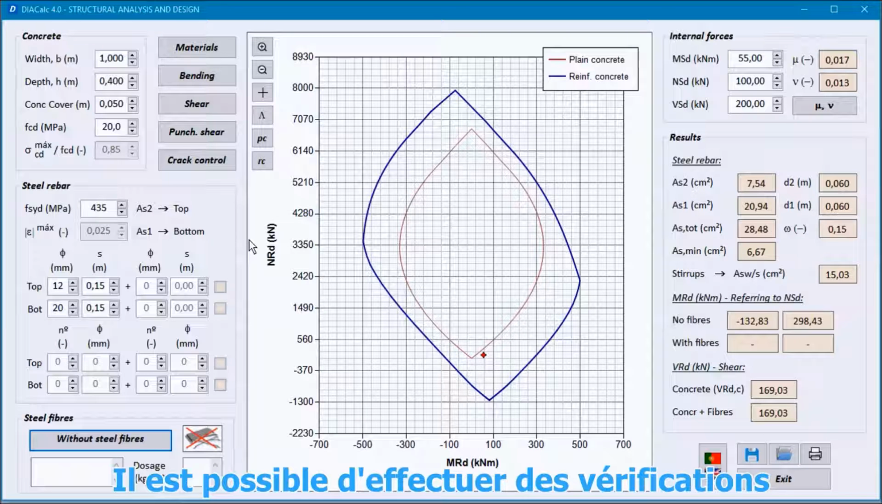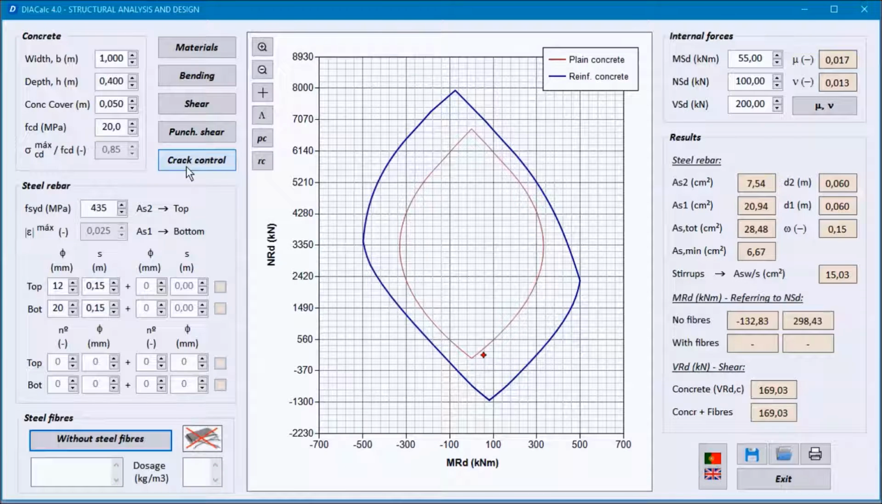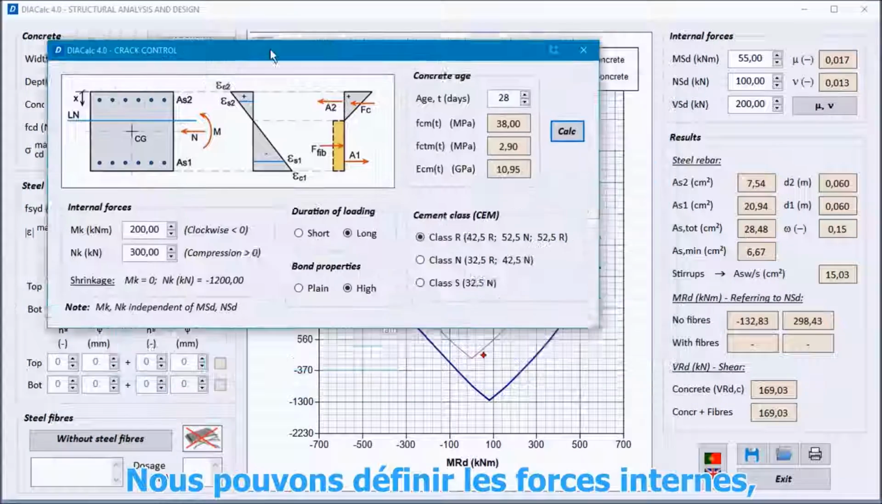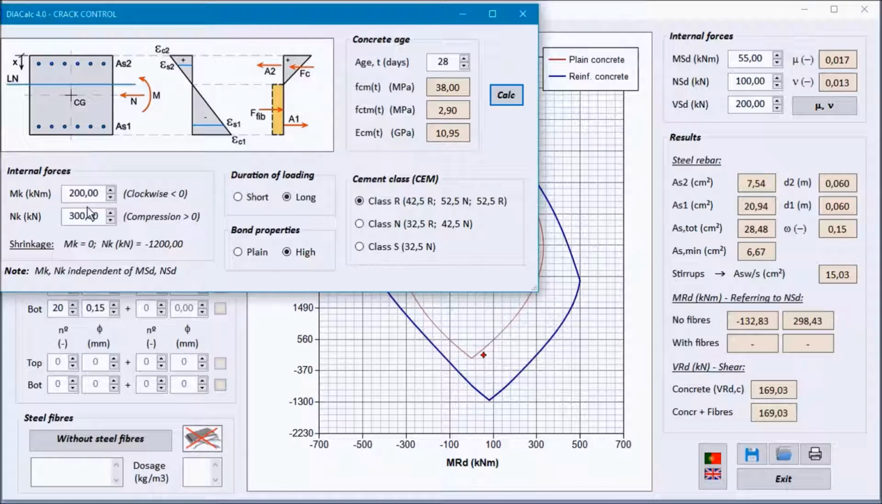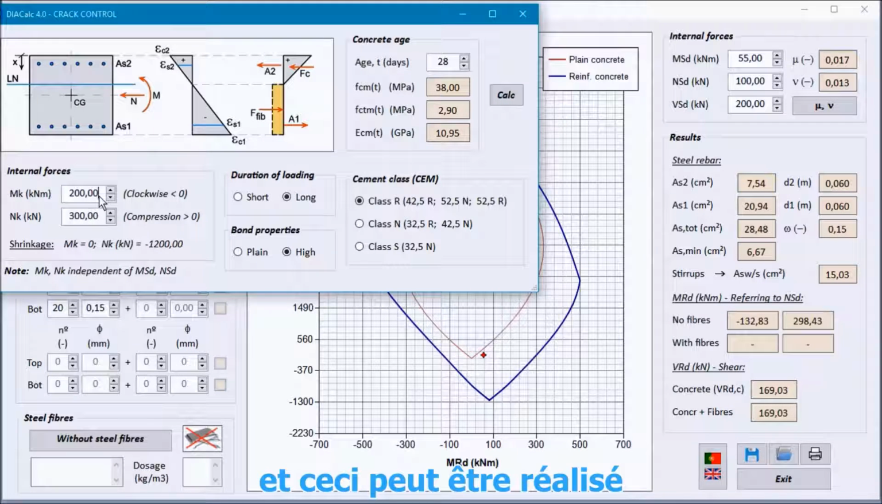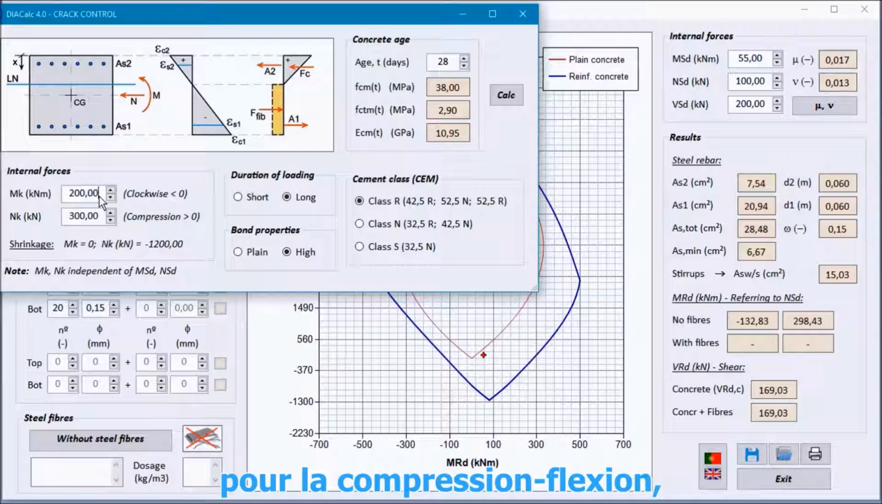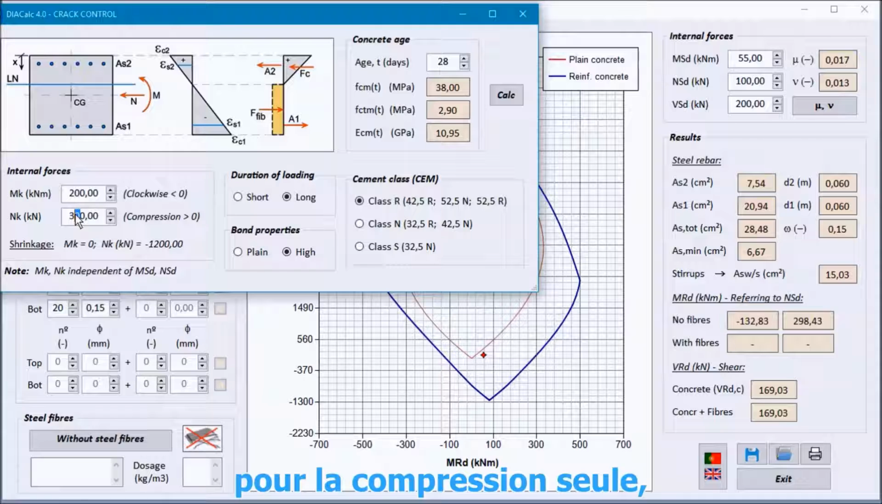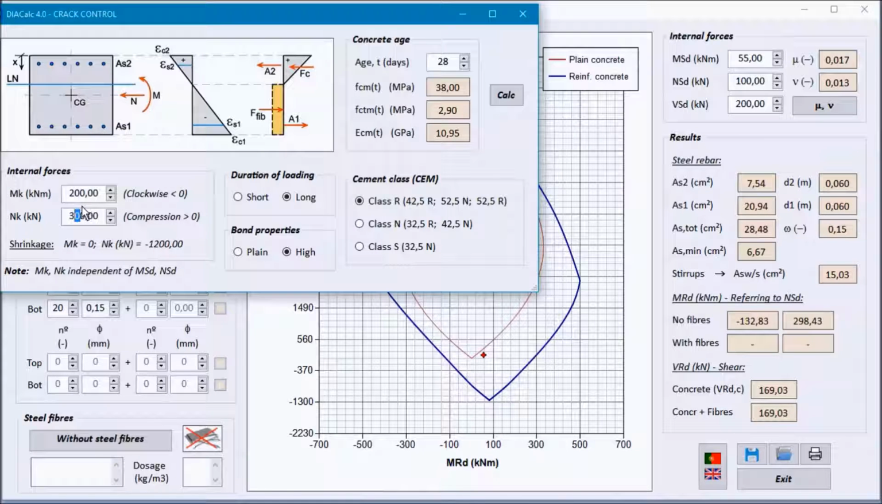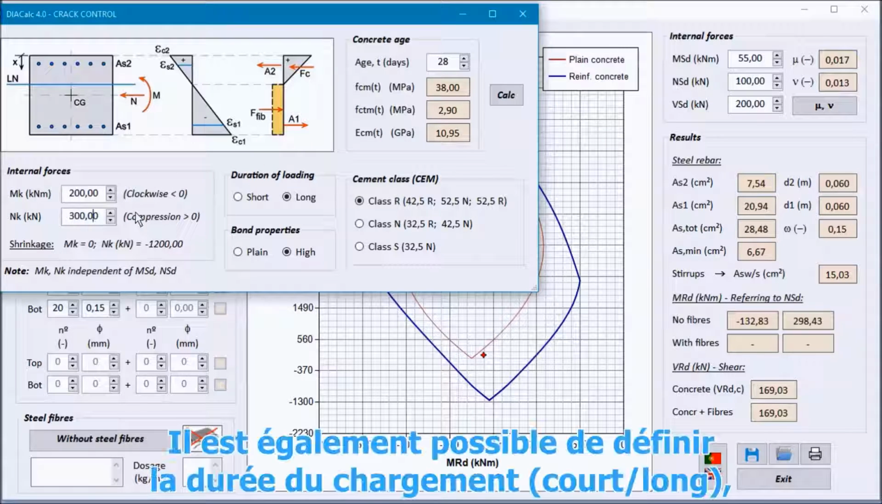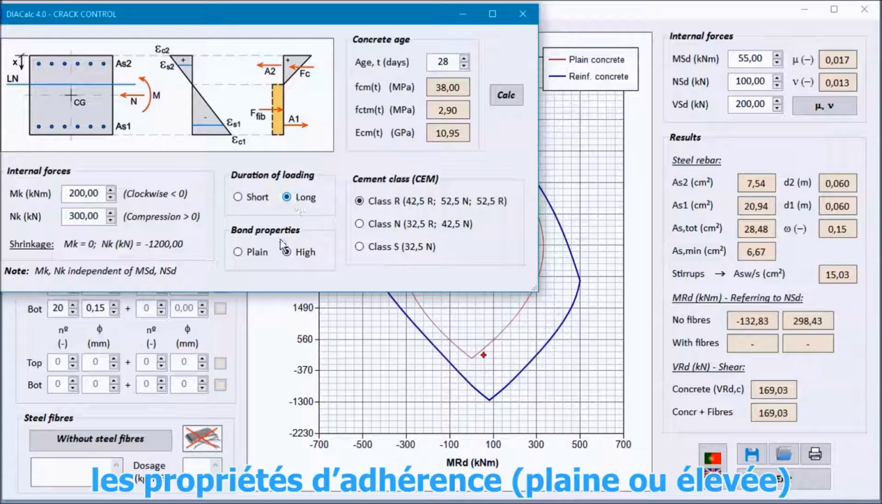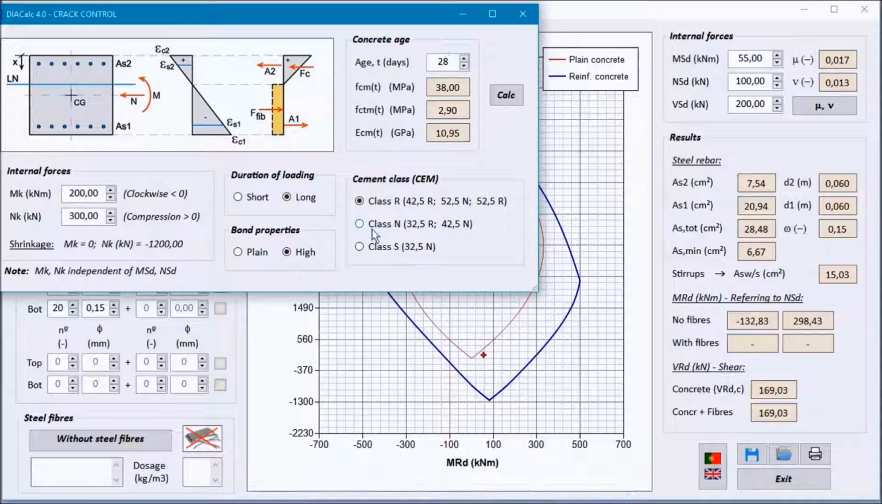It is possible to perform serviceability limit state verifications with DIACalc concerning crack control. You can define internal forces and characteristic values, and this can be done for compression with bending, for tension with bending, for compression only, or for tension only, or it can be done for bending without axial forces. So any combination is possible. It's also possible to define the duration of loading, short or long, the bond properties, plain or high, the concrete age in days, and the cement class according to your code 2.